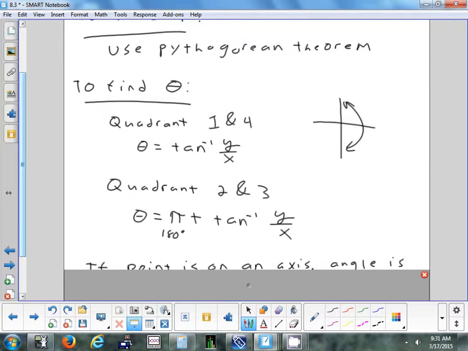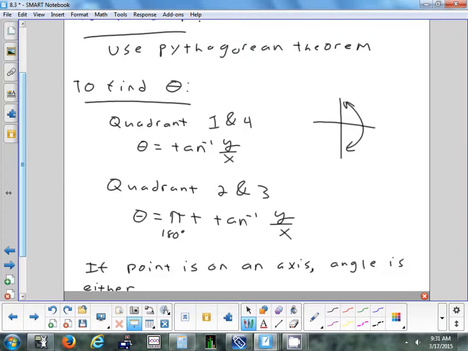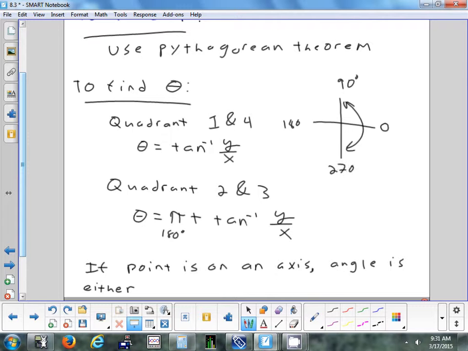Let's say x was 0. So you had the point 0, 3, up 3. Well, you can't use this formula to find it because you'd be dividing by 0. So if a point is on an axis, you only have 4 choices. It's either 0, 90, 180, or 270? Or 0, pi over 2, pi, 3 pi over 2.